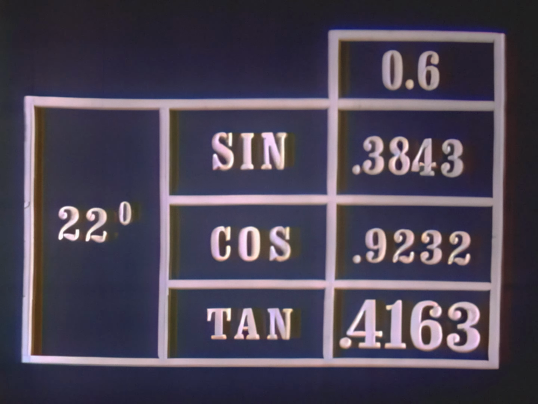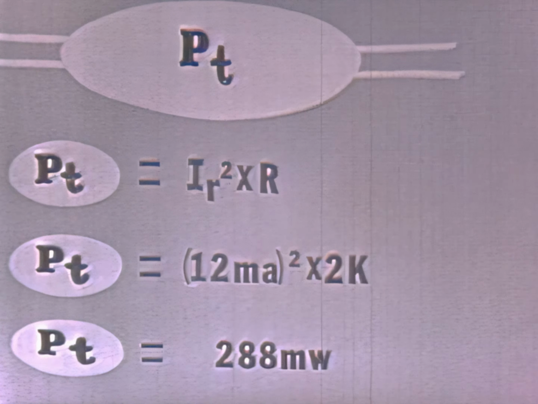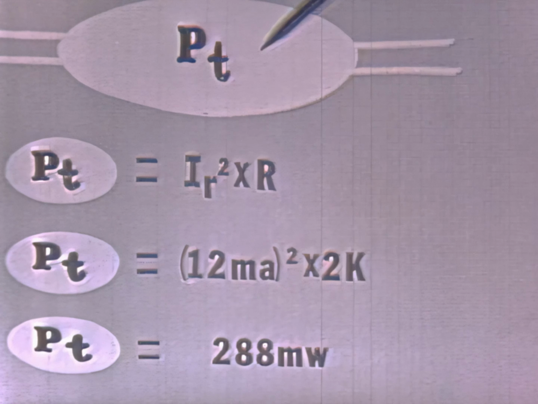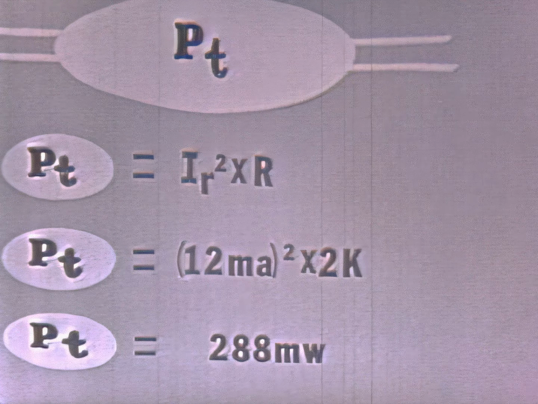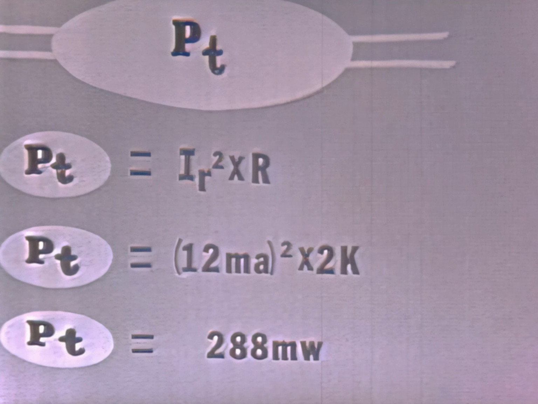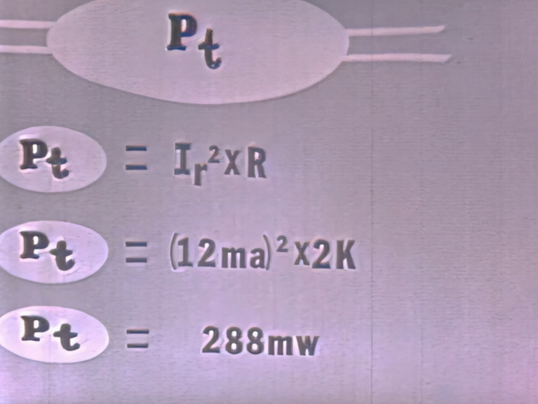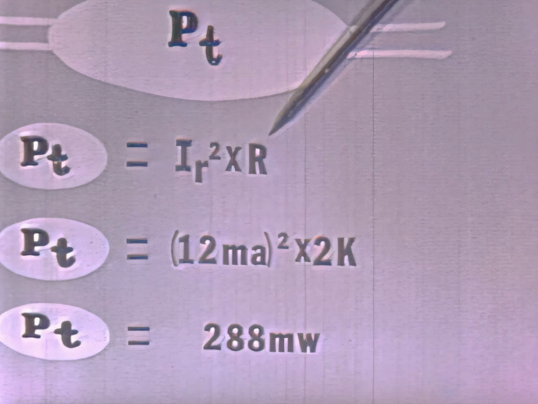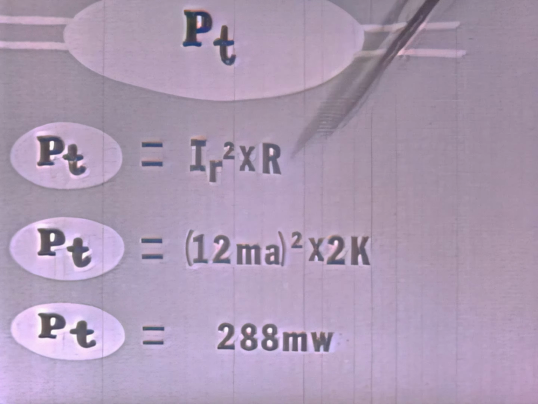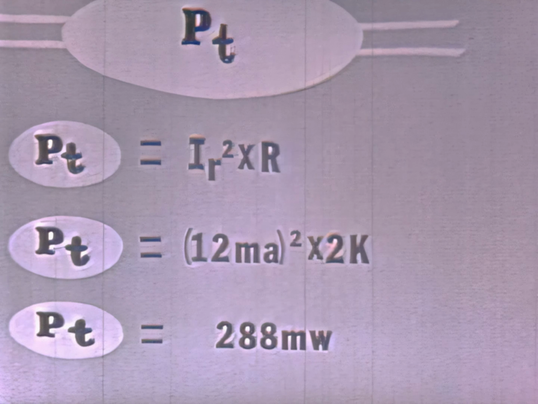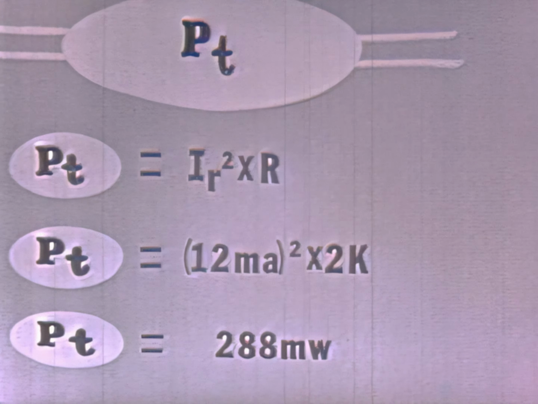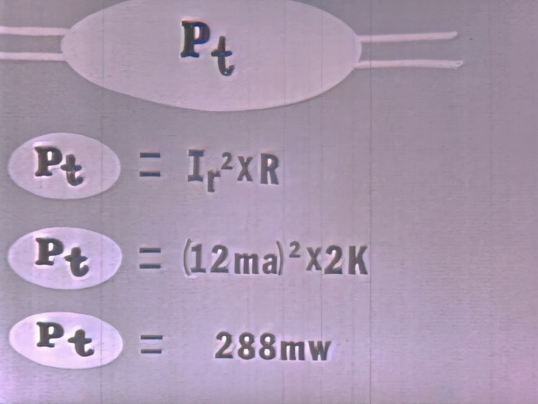Well, now that we have calculated our current, once again by Pythagorean Theorem, and our phase angle, as you can see, is 22.6 degrees, we can next determine the power dissipated in our circuit, which is the true power, PT. And we can use one of our familiar power formulas. Power is equal to I squared R, since R is the only component in the circuit that dissipates power. Substituting, we can see that our true power is equal to 288 milliwatts.